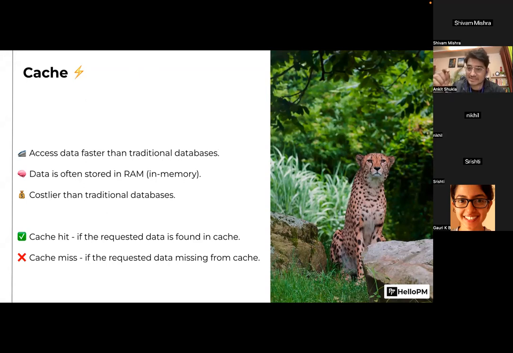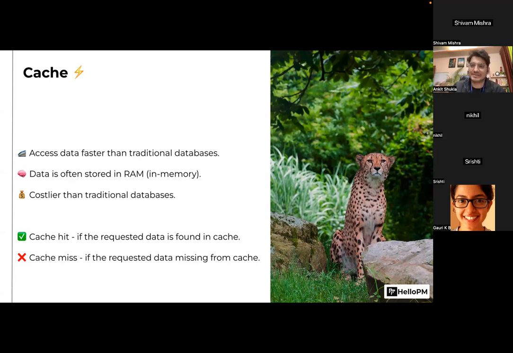Why is it faster? It is faster because rather than calling it in a database or in the secondary memory, the cache is mostly stored in the RAM. I have told you that RAM is the fastest access memory. So all of the information that you want to store in the cache is going to be in the RAM. So it is very fast to access.